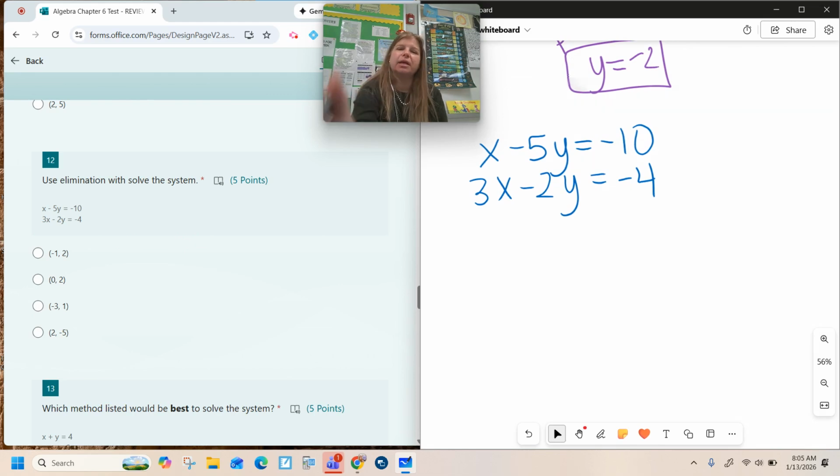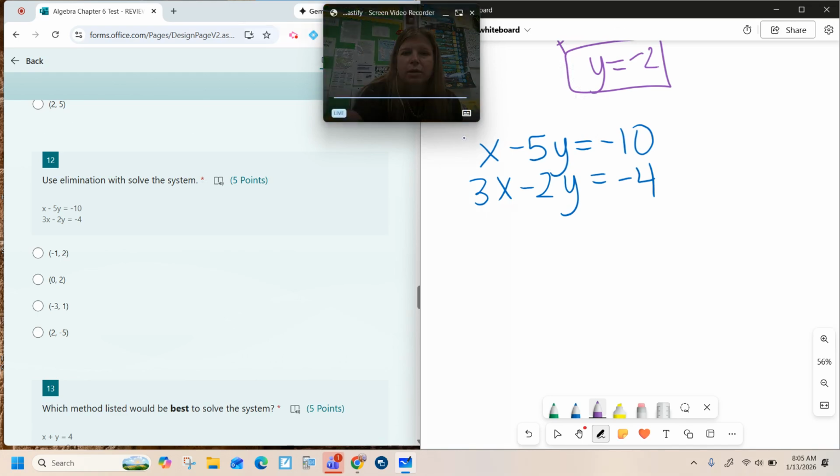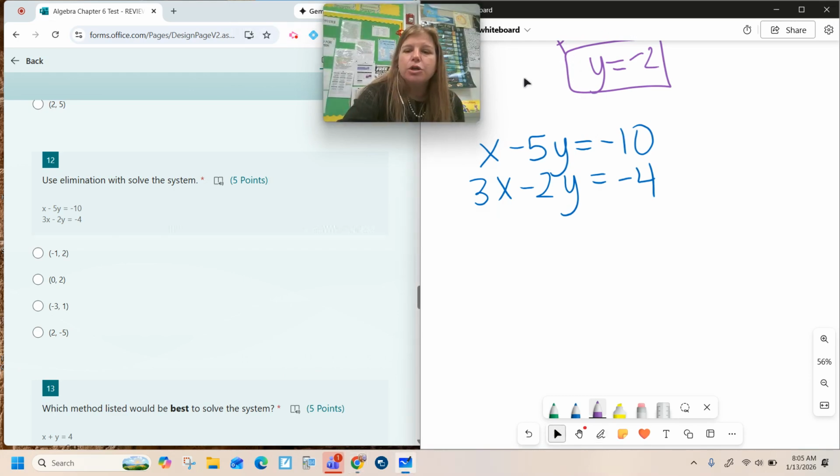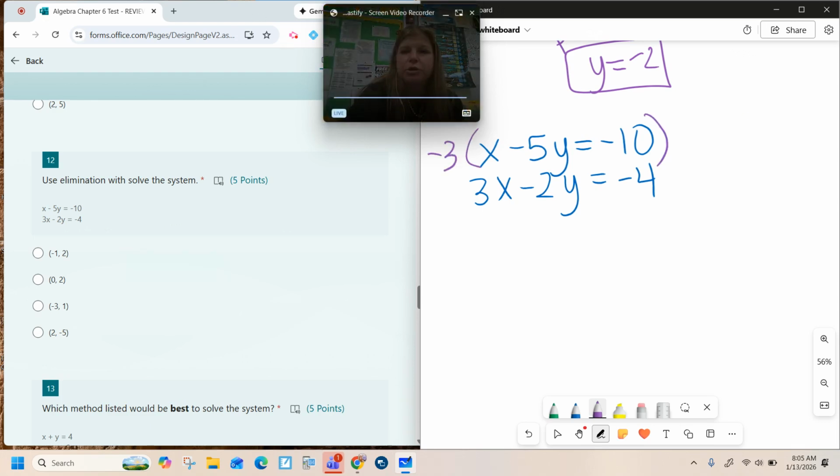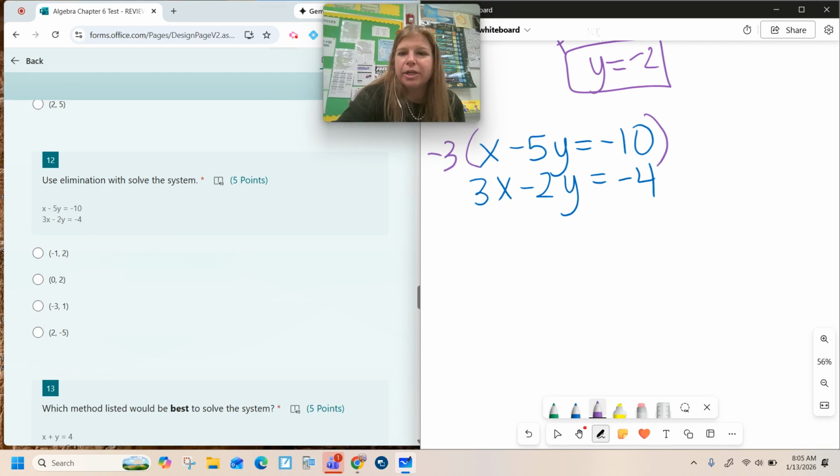So when I look at this system, I go, what do I wish that x was, this up here, right? What would eliminate out beautifully with a 3x? Well, what's the opposite of 3? -3. If that top equation had a -3x, it would just beautifully eliminate out. Well, good news, you are allowed to multiply that top equation by that -3 to purposely design an equation that becomes this, -3x, -3 times -5y is positive 15y, equals -3 times -10, positive 30.